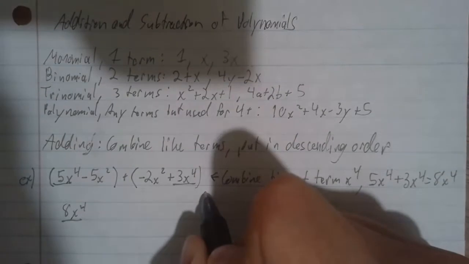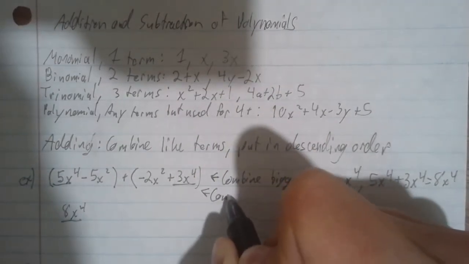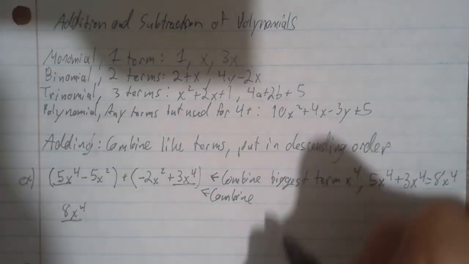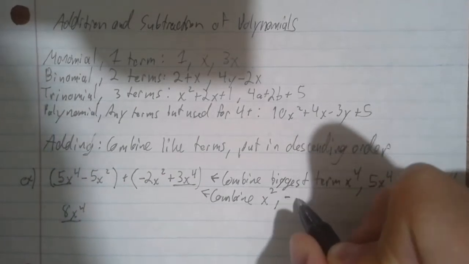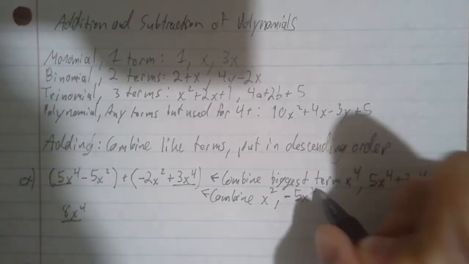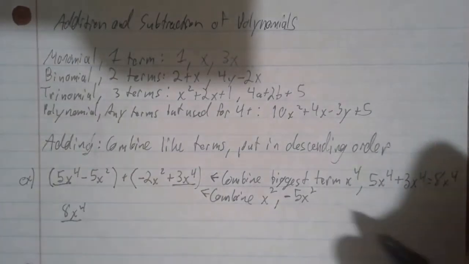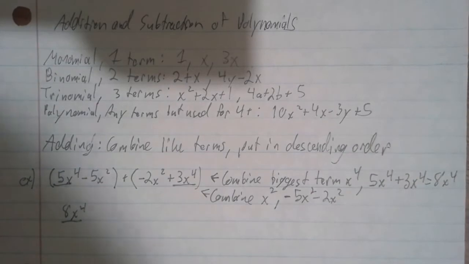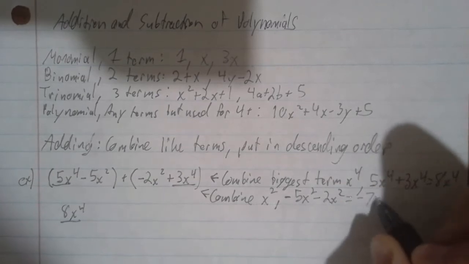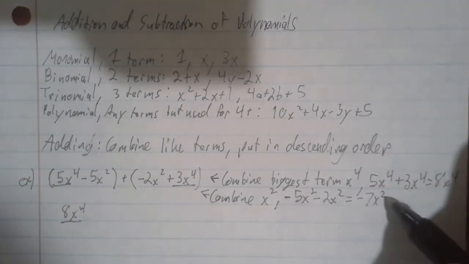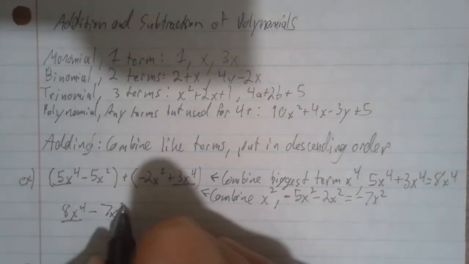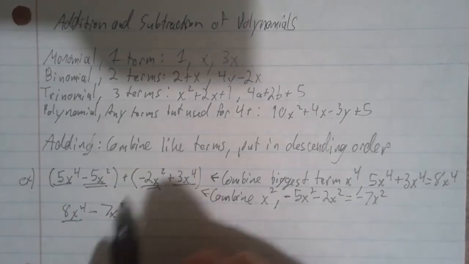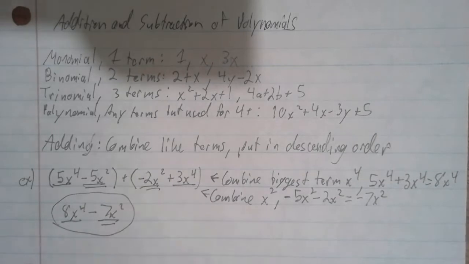The next thing we're going to do is combine our x squared. So that's going to be negative 5x squared minus 2x squared, which is negative 7x squared. Notice that we didn't do anything with our x's. They stayed the same. So we dropped down our minus 7x squared. And we got that, and I'll put 2 underlines here to show there. And that's it. That's all we have to do.